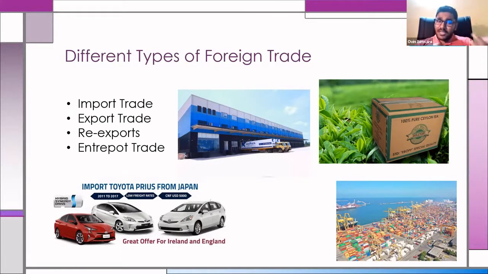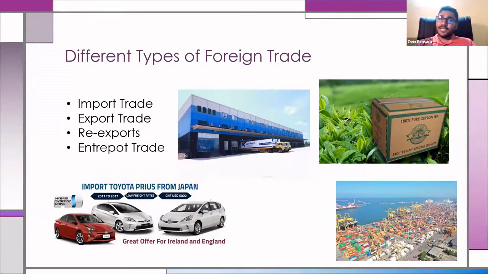This is sort of a re-export situation, but the only thing is the goods are not released from the port. The re-export occurs from the port itself. It can be even in the airport as well. So these are the different types of foreign trades that we can experience in the real world.